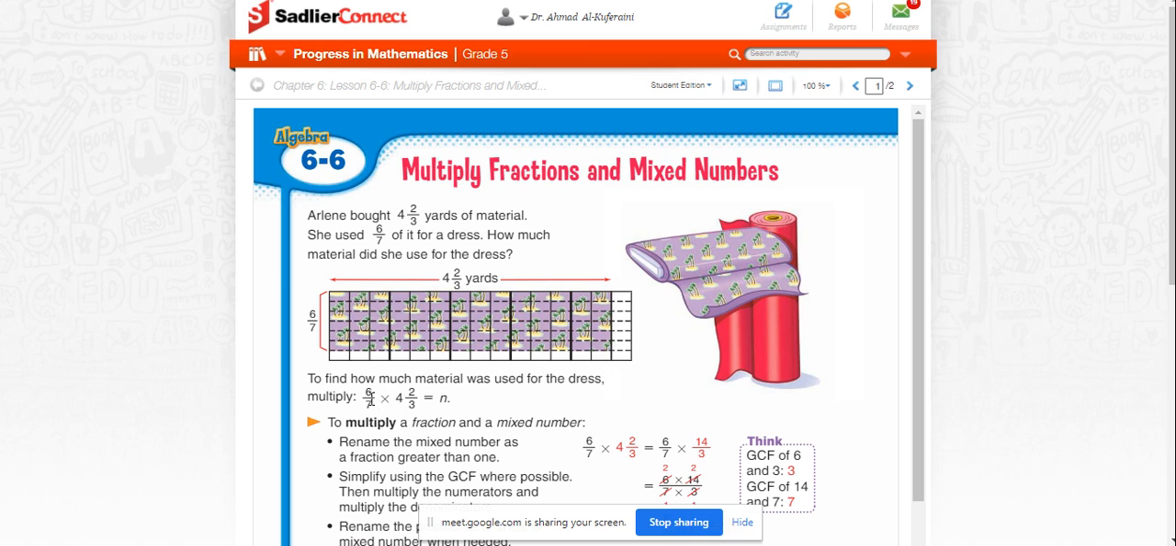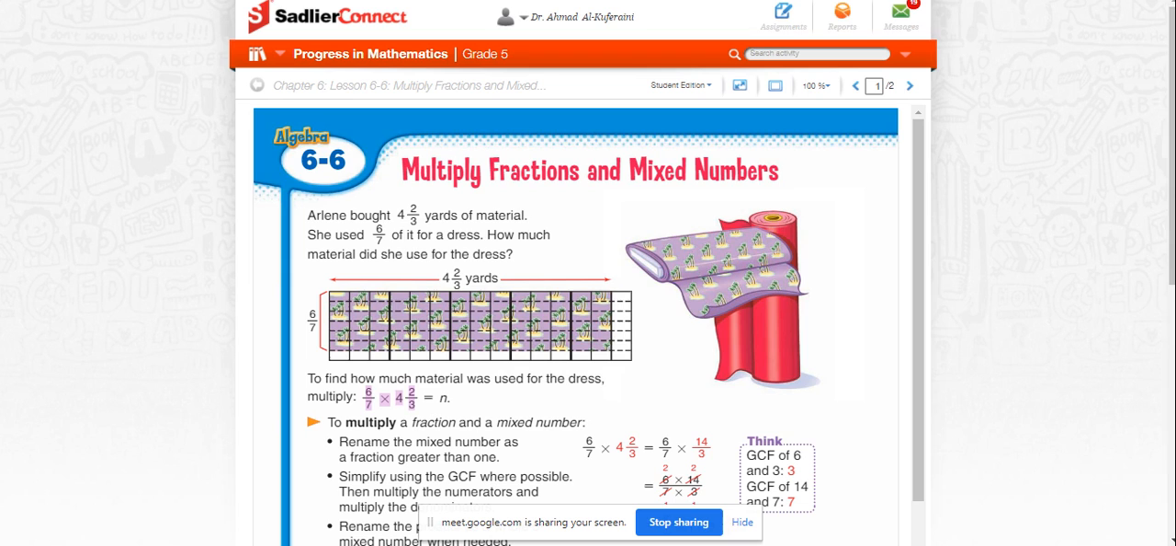And we do multiply the mixed number by the fraction. Okay, so we have 6 out of 7 times 4 and 2 out of 3. So we multiply the 6 by 2 and we multiply the 7 by 3. So let's check this one.